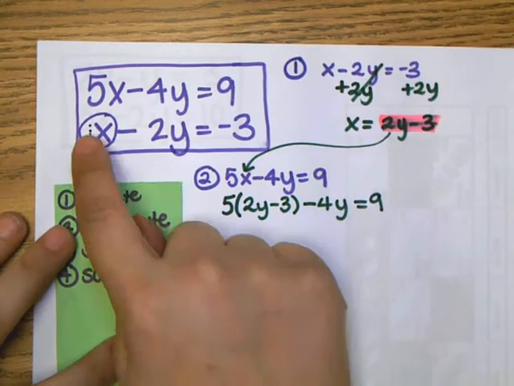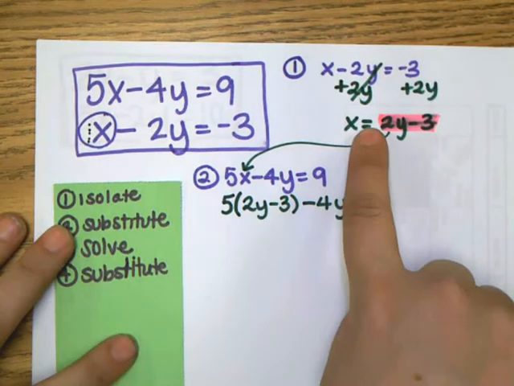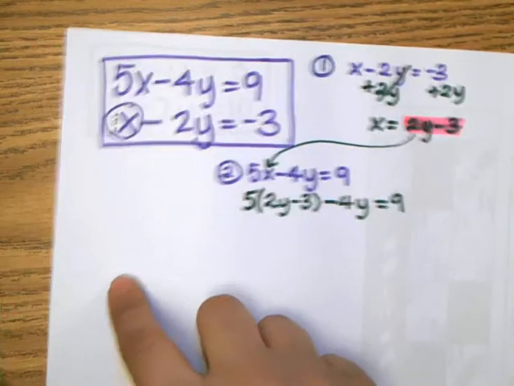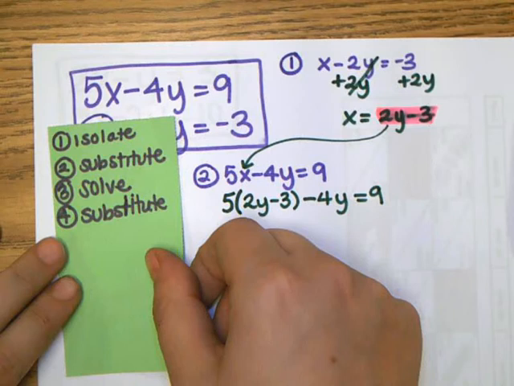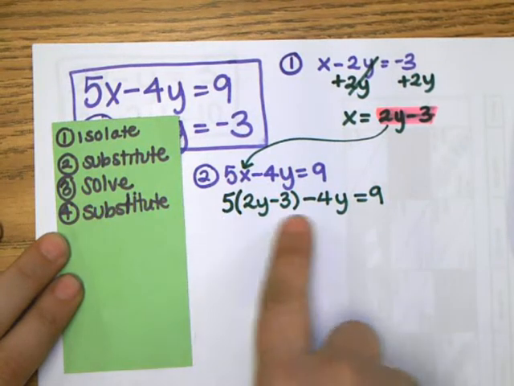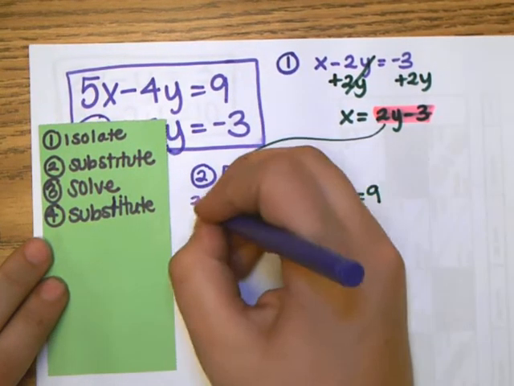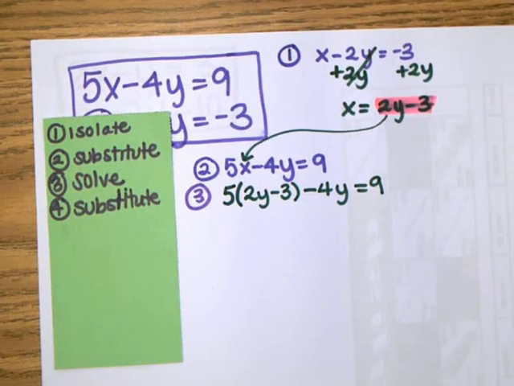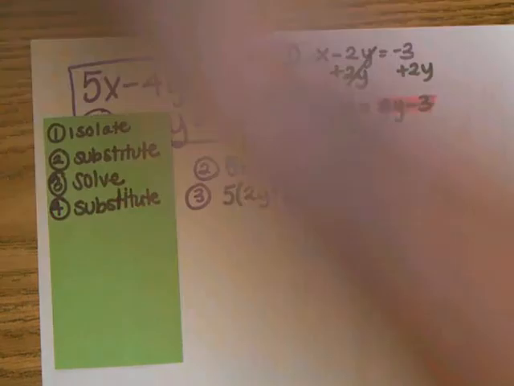And then that's it. That's all that's new for today, is that you're going to have to get one of the variables by itself. The rest of the steps is what we did yesterday. So we are going to solve this now. So step 3, we're going to solve what we have left there.